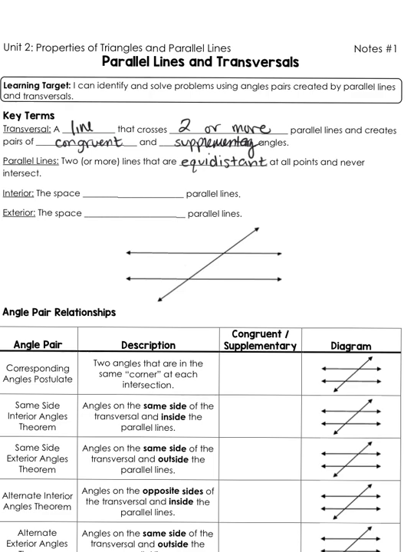When we have two parallel lines that are being cut by a transversal, we have the interior. That's the space inside the parallel lines. So that would be this space right here. We also have the exterior. That's the space outside the parallel lines. So that would be like up here.